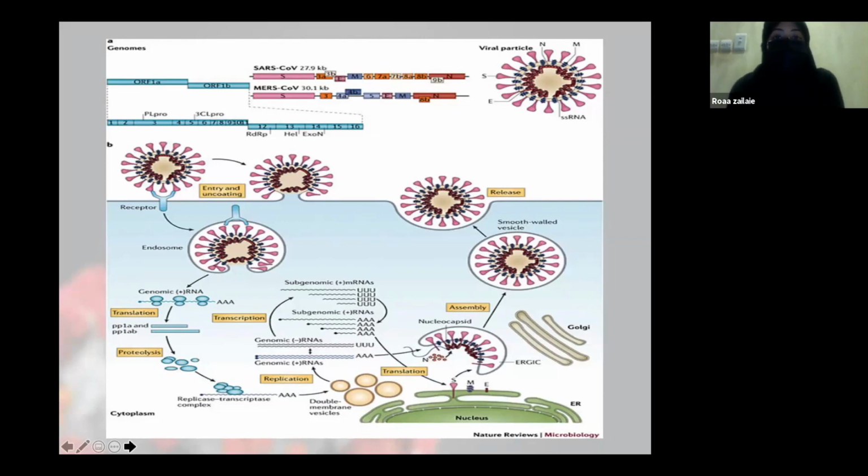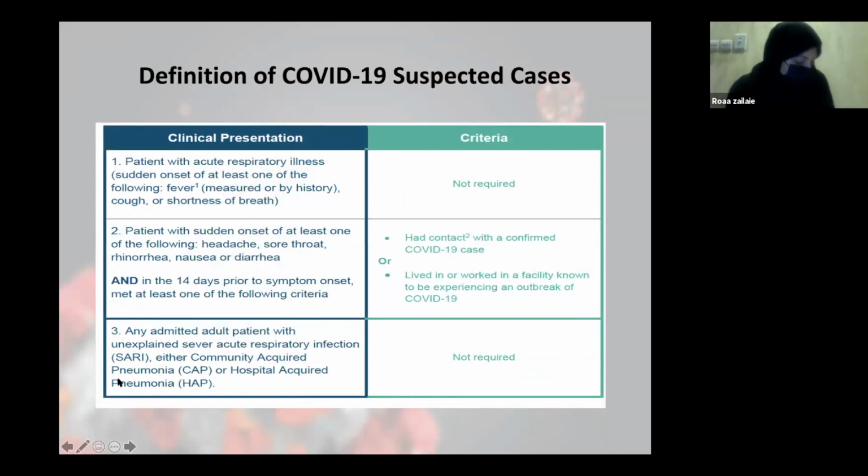When we define a suspected case of COVID-19, the Ministry of Health and the WHO have the same definition. You have 3 clinical presentations when you suspect COVID-19. Number 1, a patient with acute respiratory illness, with sudden onset of at least one of the following: fever, either measured or by history. The measurement is not really needed; even if the family gives a history of fever, consider it suspected, with cough or shortness of breath, and no epidemiological link is required if this patient came to the ER.